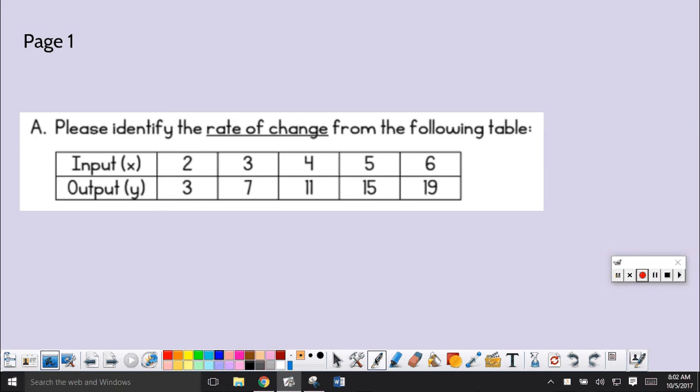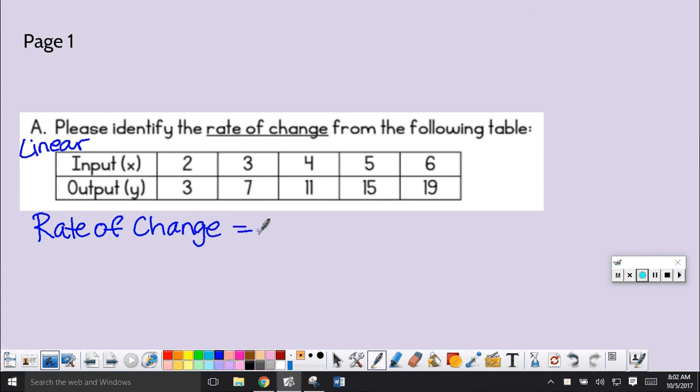So this first question, if I want you to find the rate of change from a table, if the table is linear, which it should be because those are the only tables that we've looked at so far, then any 2 points in the table can give me the same rate of change. So the first and second points in the table will give me the exact same rate of change as the last 2 points in the table.